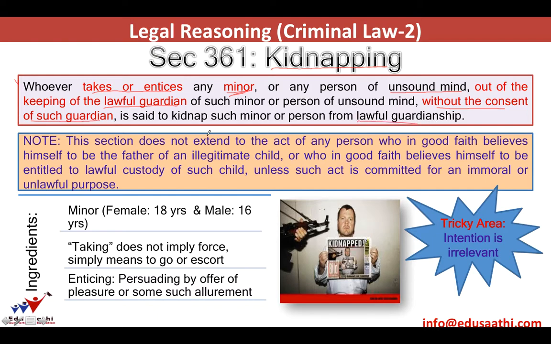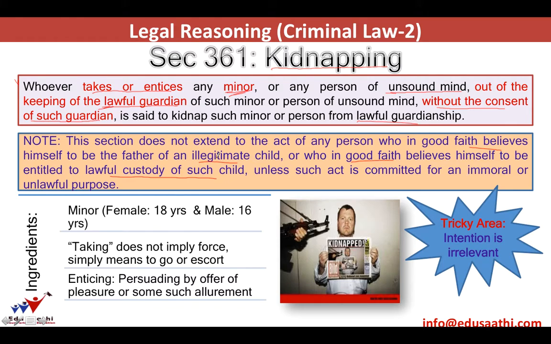Guardian is the person who is the keeper of that person, and a parent or relative who is given the responsibility of taking care of that minor or the person of unsound mind amounts to being a lawful guardian. Note, this section does not extend to the act of any person who in good faith believes himself to be the father of an illegitimate child, or who in good faith believes himself to be entitled to lawful custody of such child, unless such act is committed for immoral or unlawful purposes.